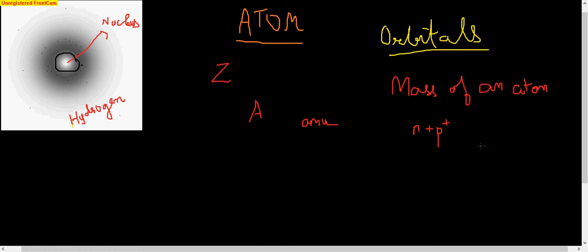Okay, that is the mass of an atom. For example, we'll take an example, I'll do it in another color, pink. Take carbon 12. The atomic number of carbon is 6, right? If you look in the periodic table, you will find that the mass of carbon is given as 12.011 something.